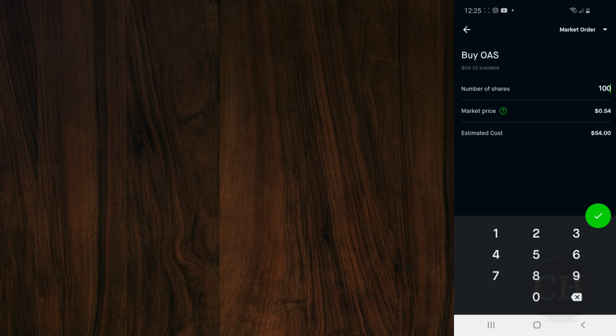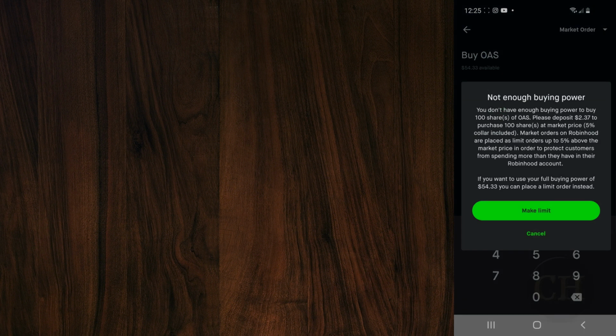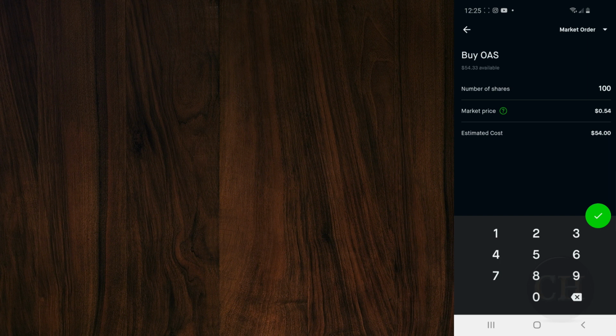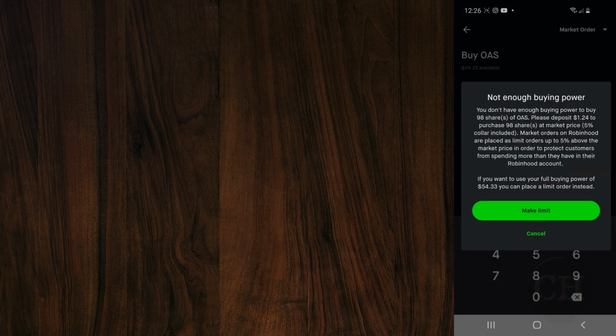Okay, so I'm going to buy 100 shares of Oasis. Not enough buying power, because they require a deposit of $2.37 to purchase 100 shares. Yeah, okay, because they like to keep a little bit of reserve money left over so you don't get stopped out of the stock. So let's back this down to 98. Oh, I gotta put some more money. All right, so let's back it down to 98 shares. I hate that because I don't like buying under 100 shares, but I'm going to go ahead and buy it anyway.